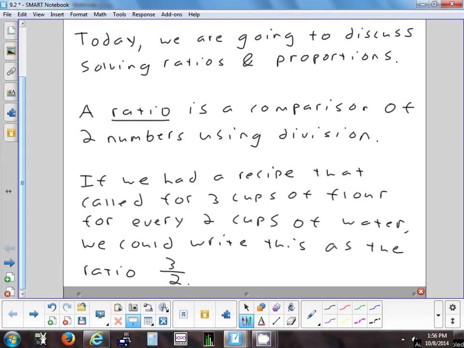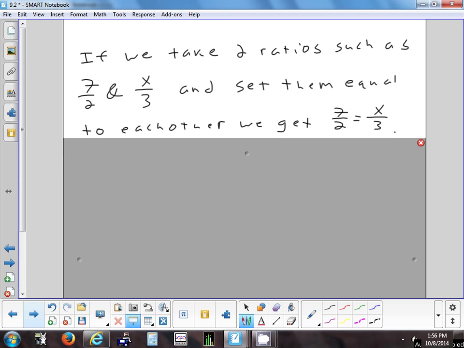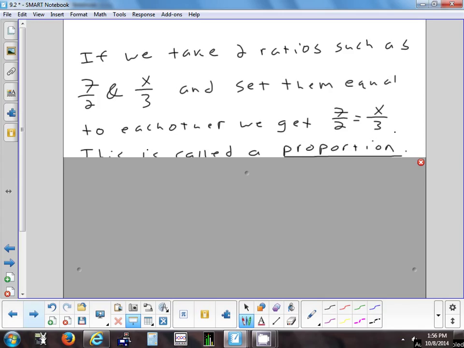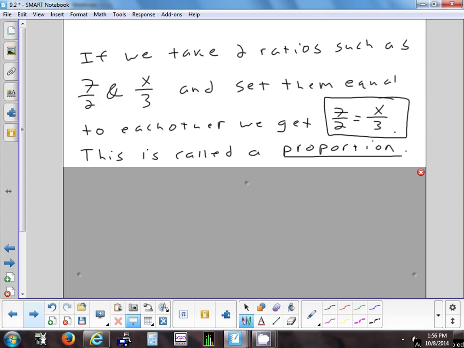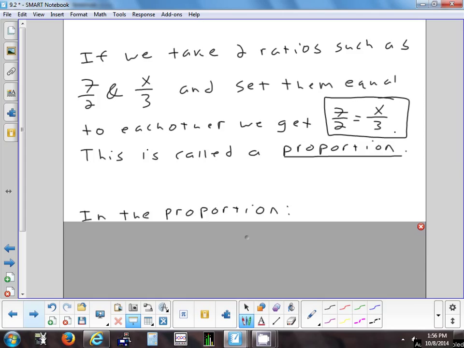Sometimes we see a ratio when we write speed. Miles is on the top, hours is on the bottom. Miles per hour is how many miles we cover every single hour. This is how many cups of flour we use compared to how many cups of water we use. So when we take 2 ratios, 2 separate fractions, and we set them equal to each other, we get what's called a proportion. You have a ratio on the left, which is a fraction, a ratio on the right, which is a fraction, and usually there's a variable somewhere. That's a proportion.